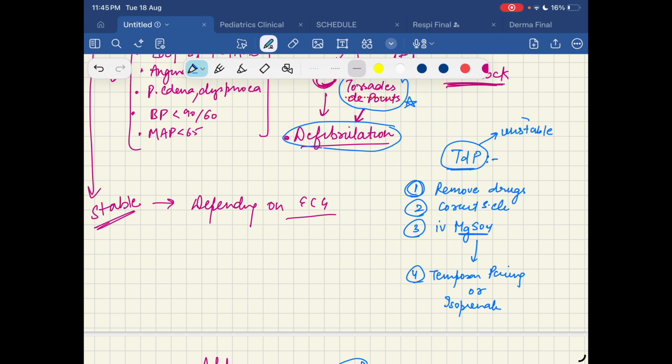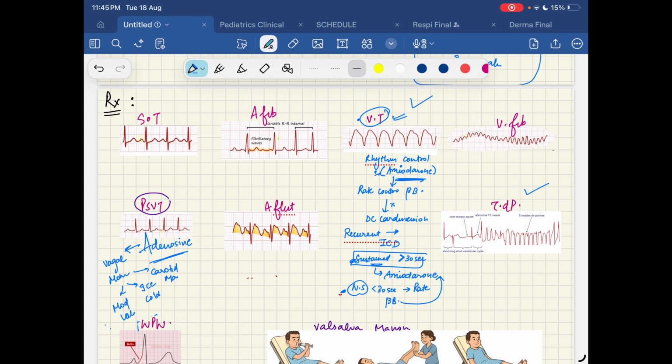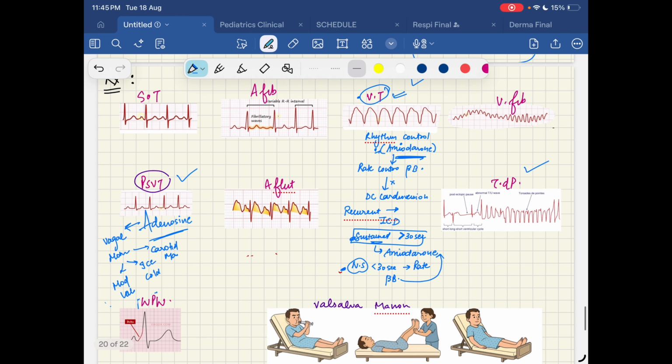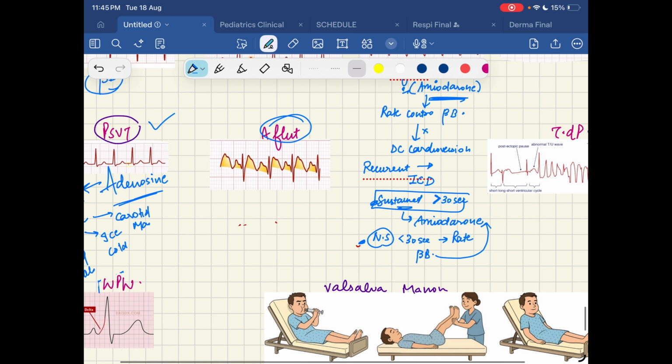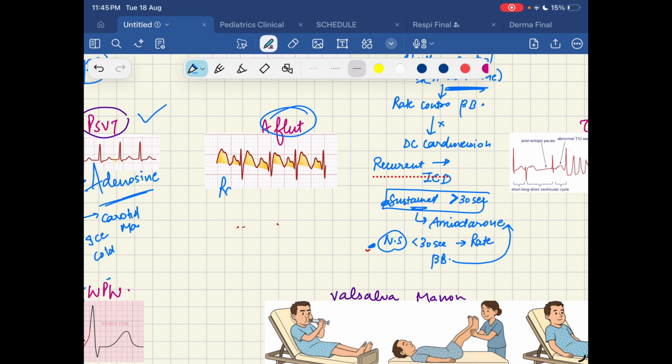So we are done with TDP, we are done with ventricular tachycardia, we are done with PSVT, and in sinus tachycardia, we go for a beta blocker. And let's just discuss atrial flutter. In atrial flutter, as I already told you, we need to go for a rate controlling drug first, right? So the rate controlling drug can be a beta blocker, a calcium channel blocker, or digoxin. You need to select a drug based on your patient's comorbidities.